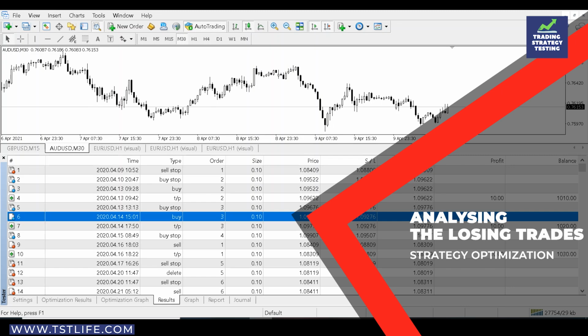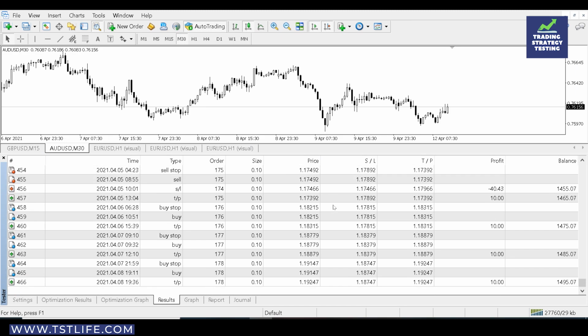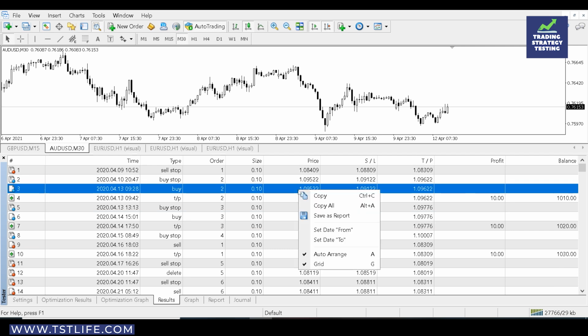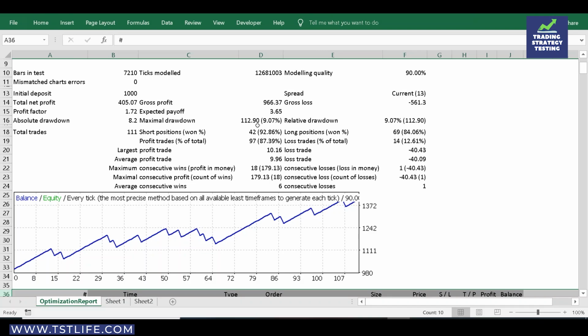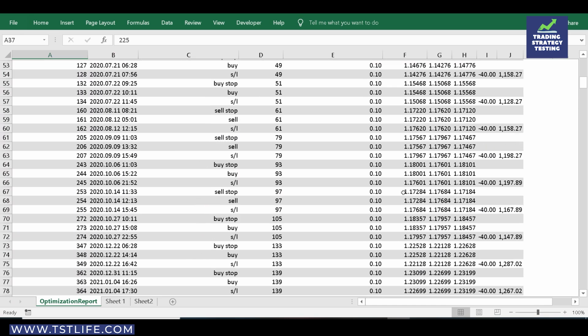If you are using MT4 to backtest your trading strategy, you might need to export the report in Excel format. The Excel report will allow you to review the losing trades. All you need to do is click Save as a report. The software will create an Excel worksheet with all the details you need. This is how the Excel file looks. Let's learn how to use it to optimize our strategy.